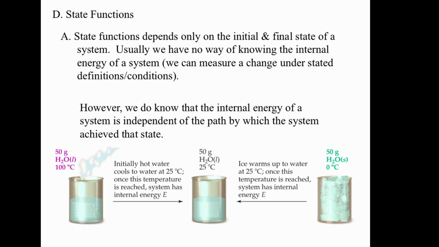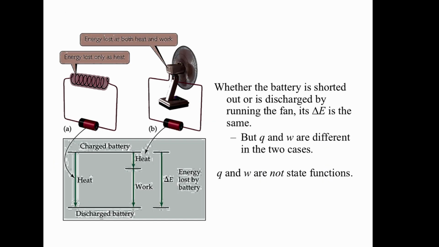However, we do know that the internal energy of a system is independent of the path by which the system achieves that state. So here we've got 50 grams of liquid water at 25 degrees Celsius, and it could have come from 50 grams that was at 100 degrees Celsius, or we could have had 50 grams of ice and melted it and heated it up. So we know something about the state here. Now we have 50 grams, it's liquid, and it's at 25 degrees Celsius. All right, pretend that's a delta U.